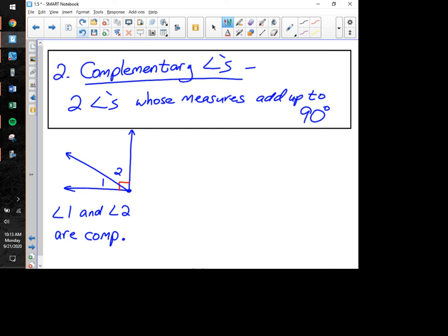Now this would be an example of complementary angles that are also adjacent angles. They share the same vertex right down here, they share a common ray right there in the middle, and they don't overlap at all. But nowhere in this definition does it say that complementary angles must be adjacent.